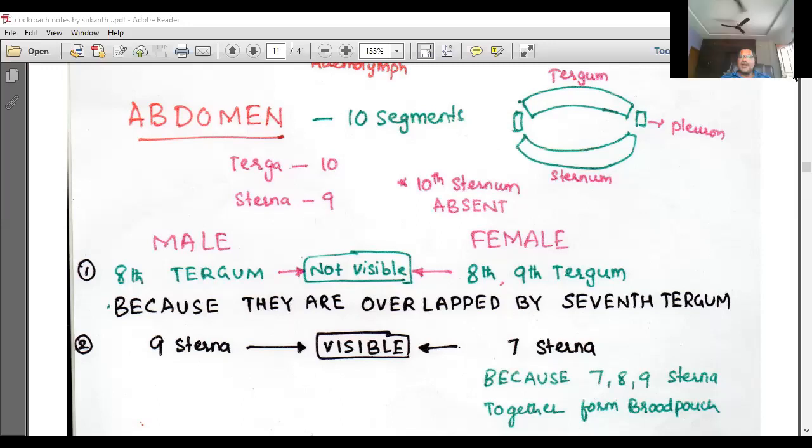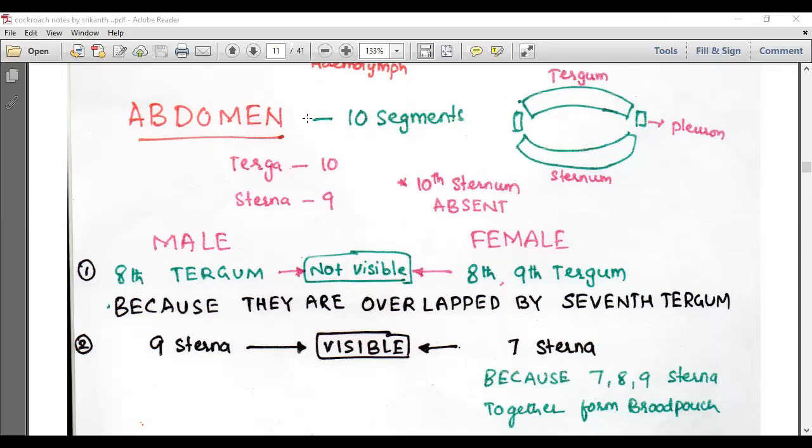Lateral sclerotic plates are called pleuron. The plural forms are terga, sterna and pleura. So tergum, sternum, and pleuron. Dorsal sclerotic plate is called tergum. Ventral sclerotic plate is called sternum. Lateral sclerotic plates are called pleuron.